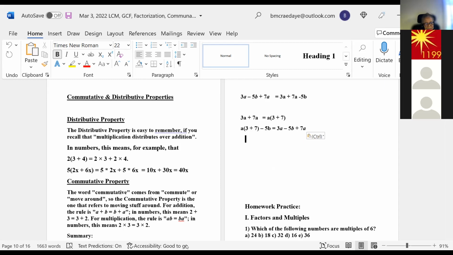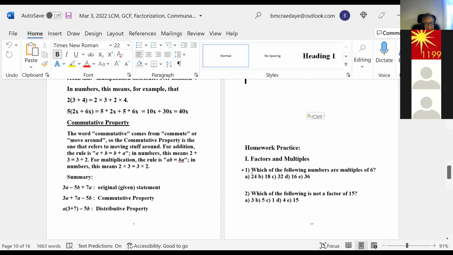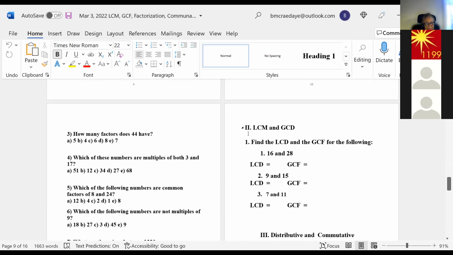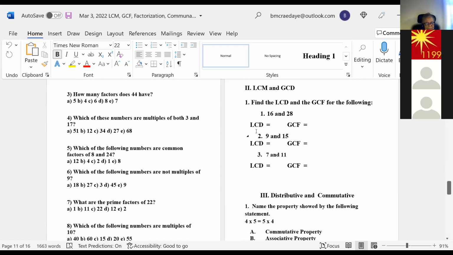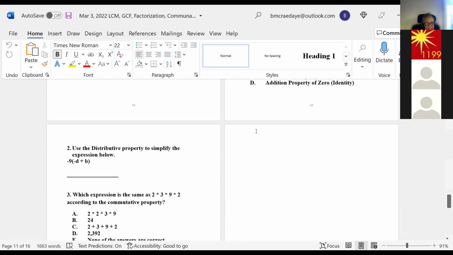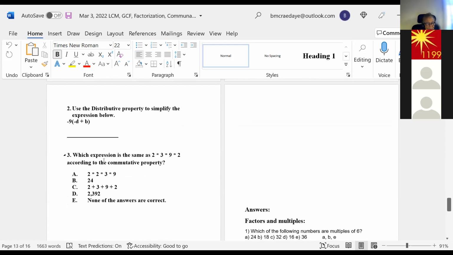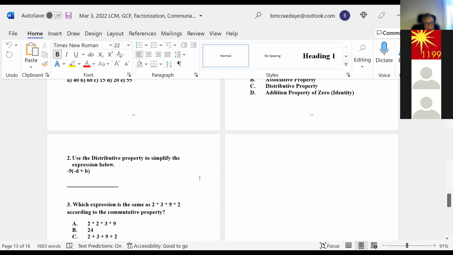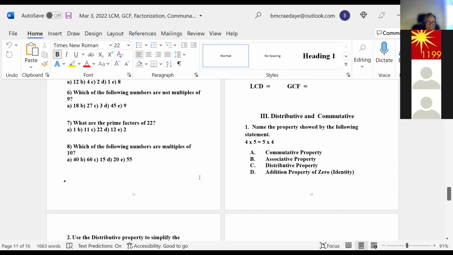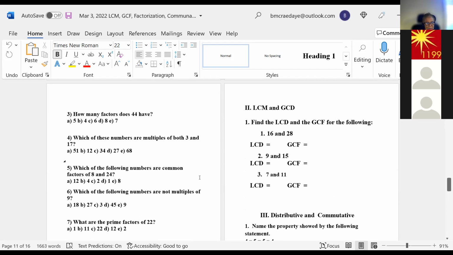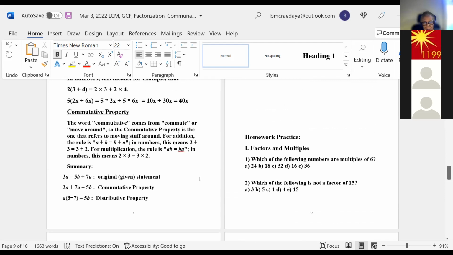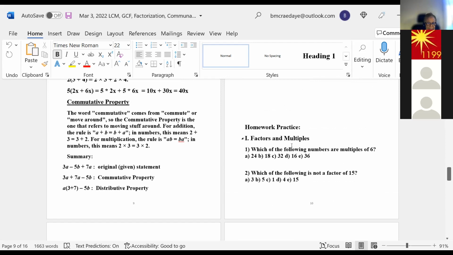Okay, so for your homework practice, you're going to have factors and multiples. You're going to have least common multiple and greatest common factor. And then you're going to have distributive, and like here, I gave you one here for homework: which expression is the same as this expression? Number 3 of the distributive and commutative. So this will be the homework for next time. Do as many as you can and we'll go over it next time. So what I'm seeing on the screen now, all of that is homework practice, factors and multiples. Yeah, these are multiple choice.